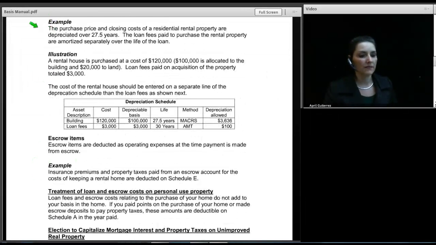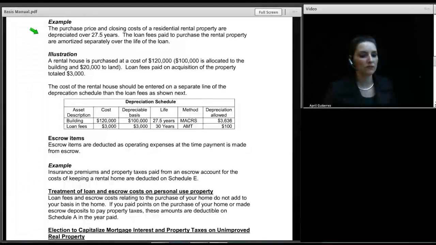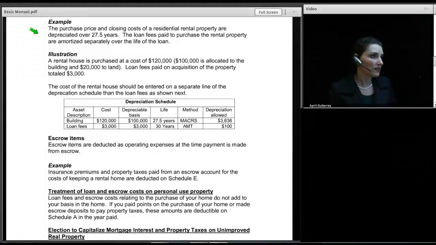Here's an example. The purchase price and closing costs of a residential rental property are depreciated over 27.5 years, but the loan fees paid to purchase the rental property are amortized separately over the life of the loan. Typically, most loans are 30 years, but it could be a 10-year loan, a 20-year loan, a 15-year loan. Whatever the life of that loan is, that's going to be the amortizable life of the loan.